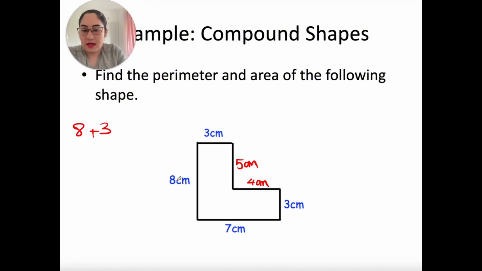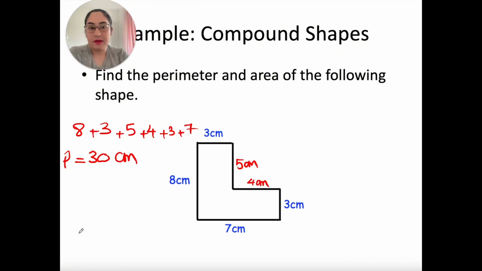So to find the perimeter, we're going to do 8 plus 3 plus 5 plus 4 plus 3 plus 7. 8 plus 3 gives us 11. 11 plus 5 gives us 16. 16 plus 4 gives us 20. 20 plus 3 gives us 23. 23 plus 7 gives us 30. So the perimeter is equal to 30 centimeters.